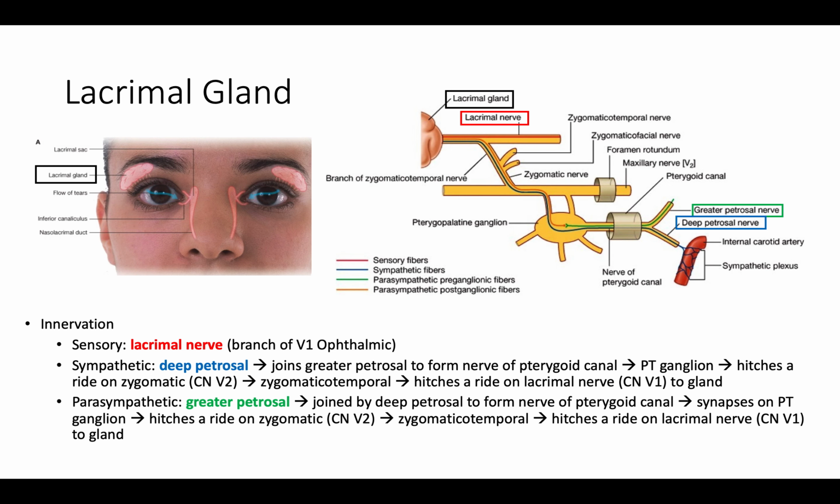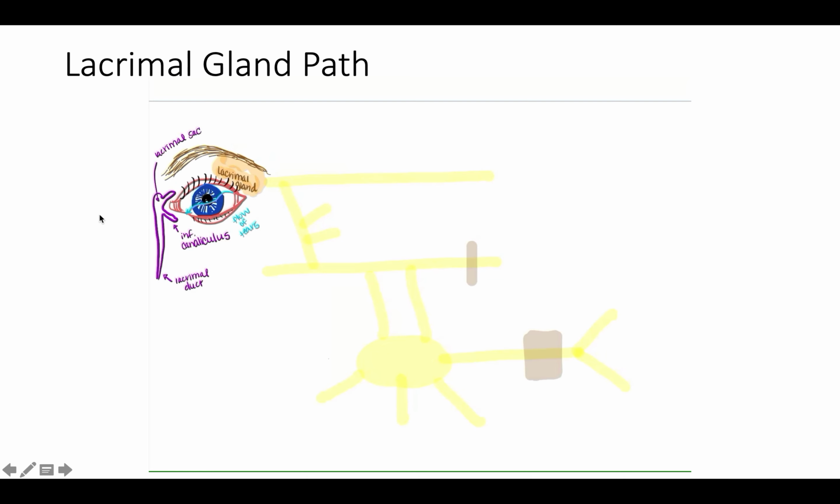Okay, so we've got this lacrimal gland. The sensory to the lacrimal gland is going to be the lacrimal nerve. Sympathetic is deep petrosal, and then parasympathetic is going to be the greater petrosal. So I'm going to change slides so that we can see this.